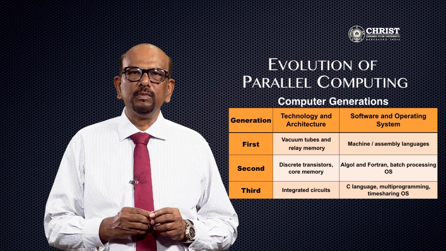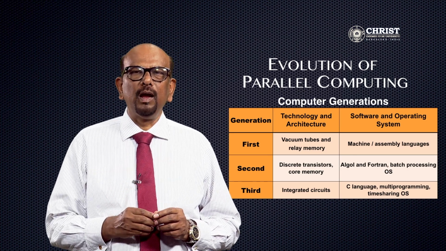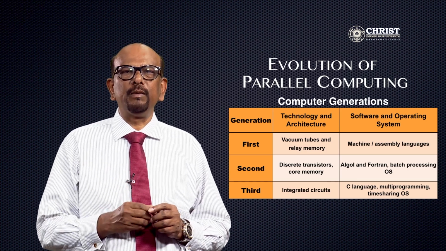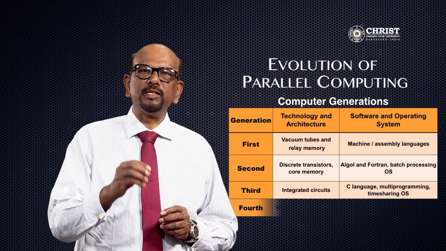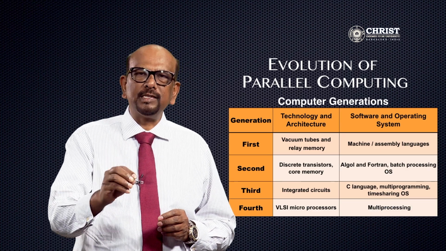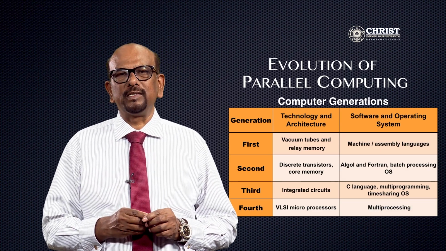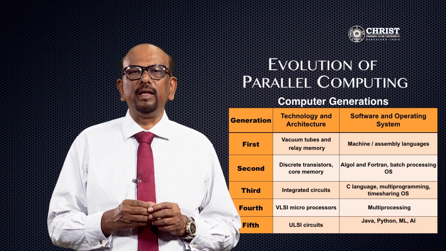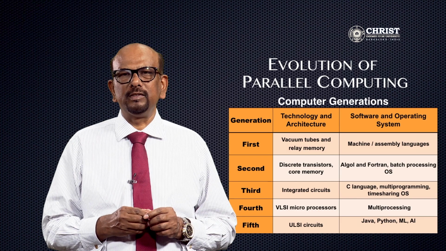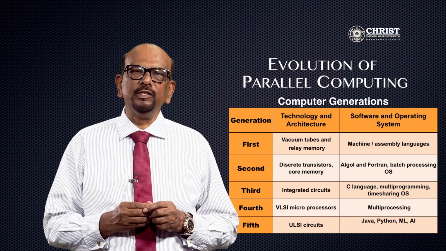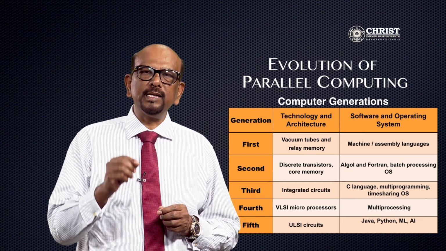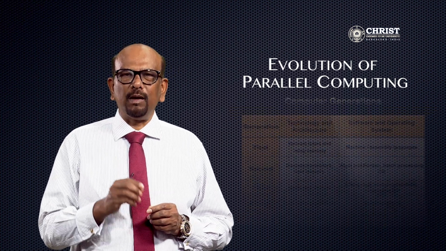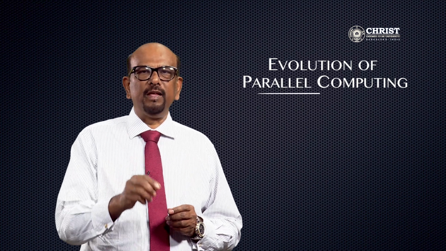C language, multi-programming and time-sharing operating systems were popular in the third generation computers. The fourth generation computers used VLSI design based microprocessors. The fifth generation systems are primarily used in artificial intelligence applications. The key driver in the journey is to increase the scalability of the system. Let us now see some details about scalability.